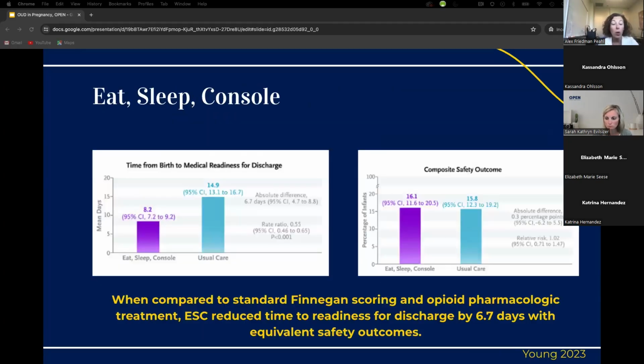Eat, Sleep, Console has been remarkably effective. Here you can see the results of a cluster randomized controlled trial published in the New England Journal in 2023 in 26 hospitals with over 1,300 infants. And what you see is that compared to the traditional Finnegan scoring with pharmacologic intervention, the time to discharge was reduced by almost 7 days with equivalent safety measures. If you have questions on Eat, Sleep, Console or need handouts or protocols to share with your teams, please don't hesitate to reach out.